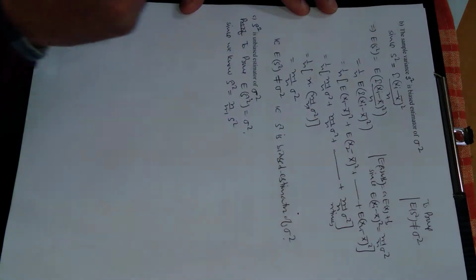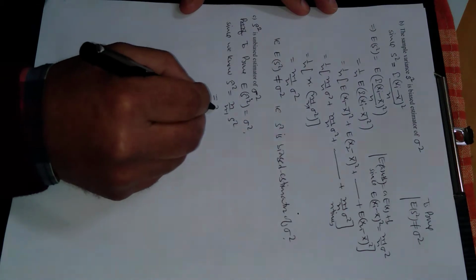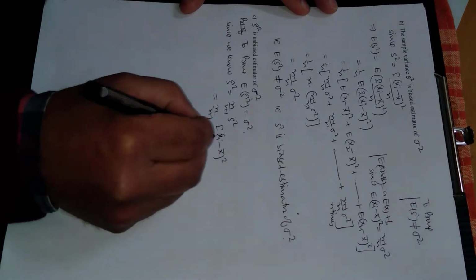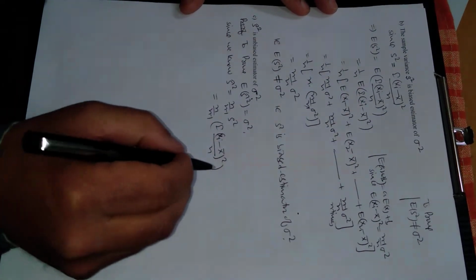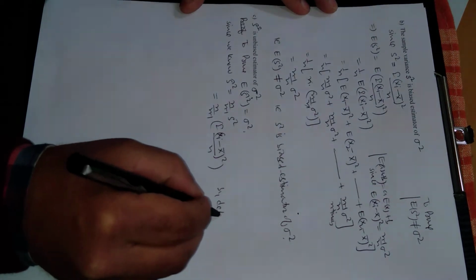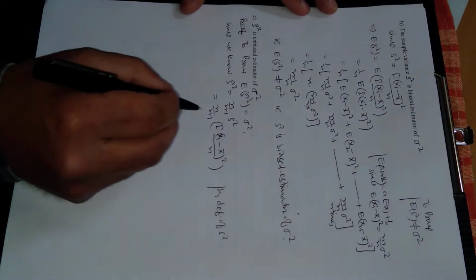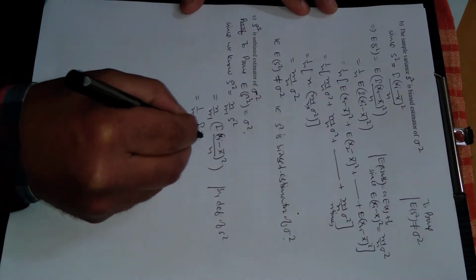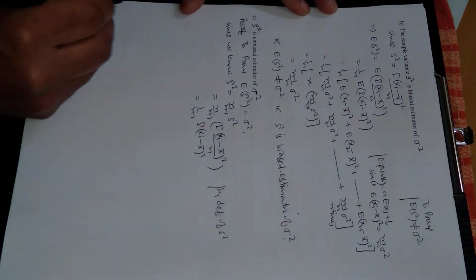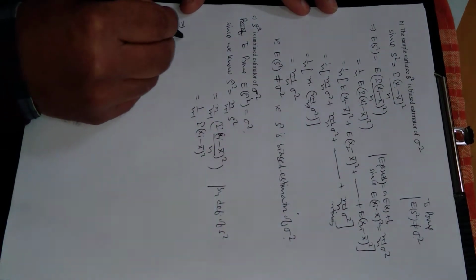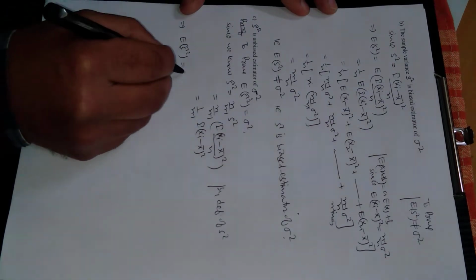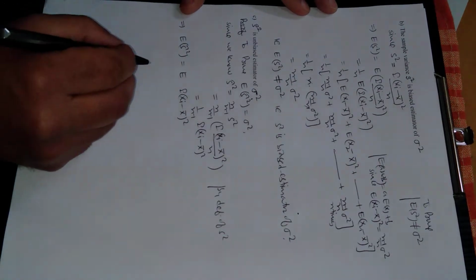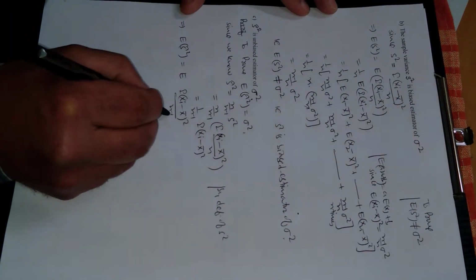S square is the sample variance, so this will be equal to n upon n minus 1 into summation xi minus x bar whole square divided by n. This is by the definition of the sample variance S square. The n cancels, so we are left with 1 upon n minus 1 summation xi minus x bar whole square. Right, now taking the expected value of both sides, this implies E of S cap square will be equal to E of summation xi minus x bar whole square divided by n minus 1.